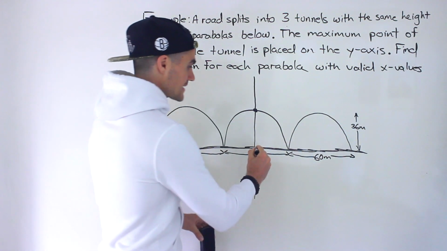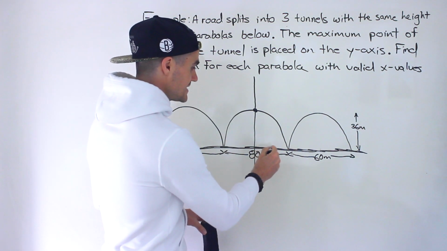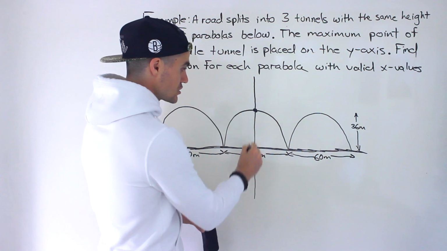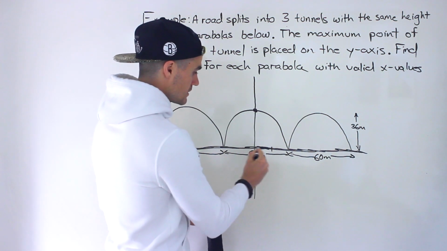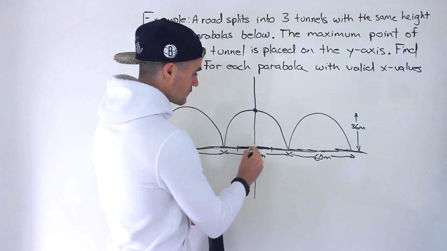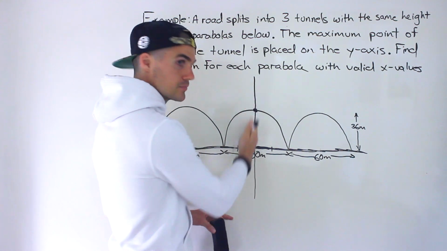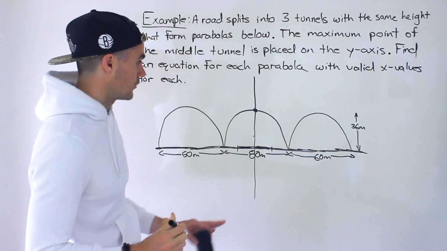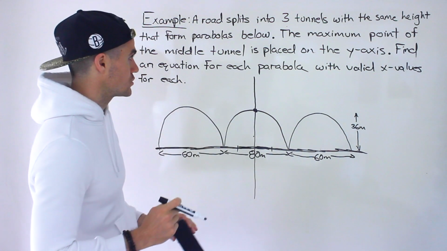And then the x values are going to be the distance from the center of that middle tunnel. So here, that's going to have a distance right there, or over here, that's going to have a distance over here from this middle part of the middle tunnel, right? The axis of symmetry that splits that middle tunnel into two.